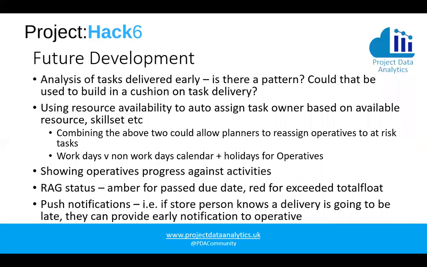In terms of future development, we think we've only scratched the surface of what this would be able to do. So at the moment, we focused on tracking the blockers, but you could also look at tracking the tasks that have been delivered early, and if there's a pattern, which would help planners. And then in terms of an actual operative, being able to see the RAG status of their tasks. So amber for things that have already passed their due date, and then red for ones that have exceeded the total float, which is the tolerable days past the due date.